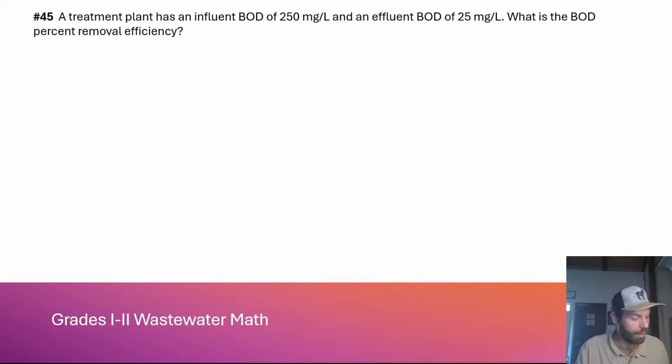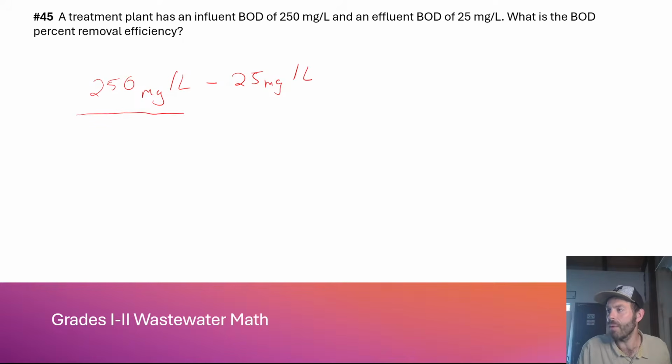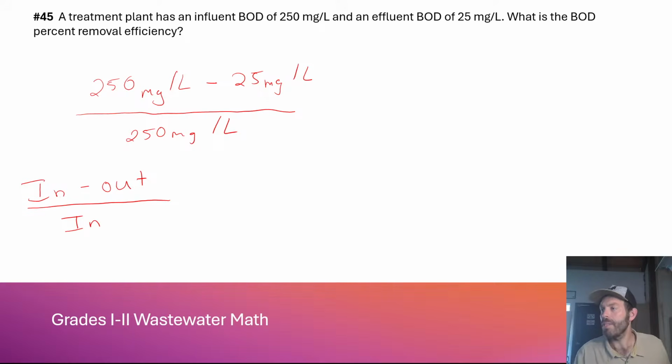But what you do here is you take 250 milligrams per liter minus 25 milligrams per liter. I'm going to kind of put the cart before the horse here. I'll actually write the equation out in a second. Divided by 250 milligrams per liter. The equation, sorry, I just jumped right in: minus out, divided by in. Okay, this is percent removal.